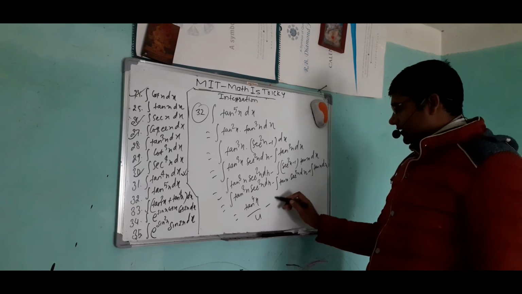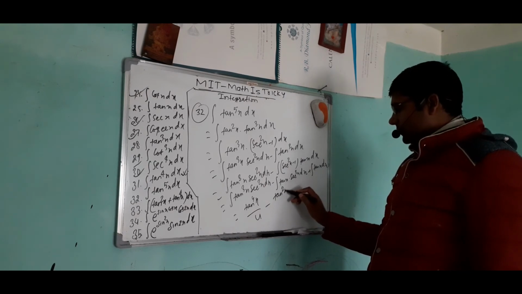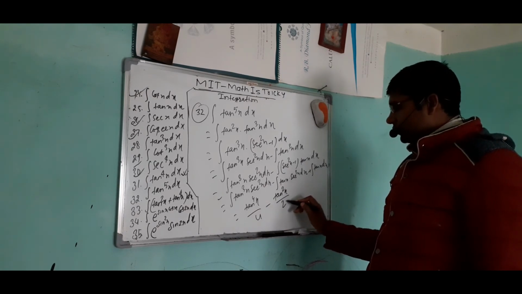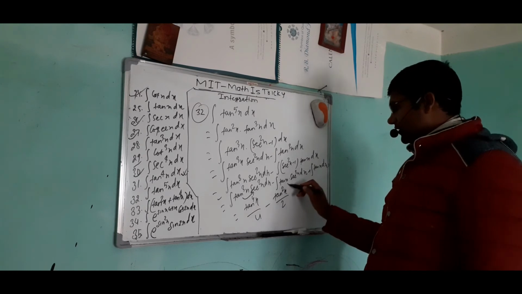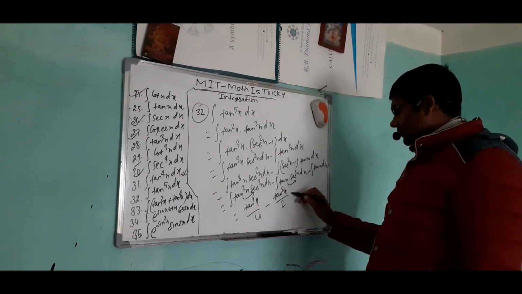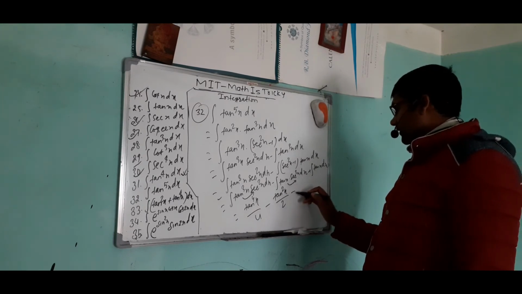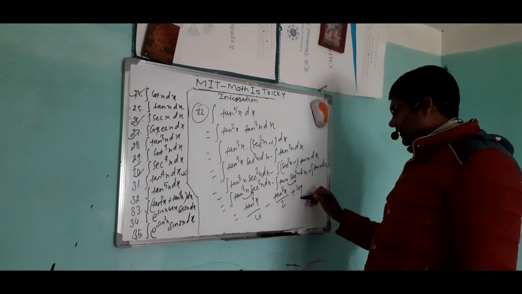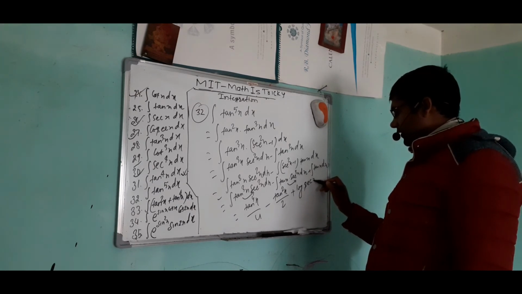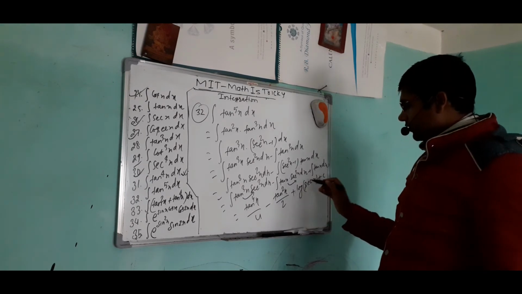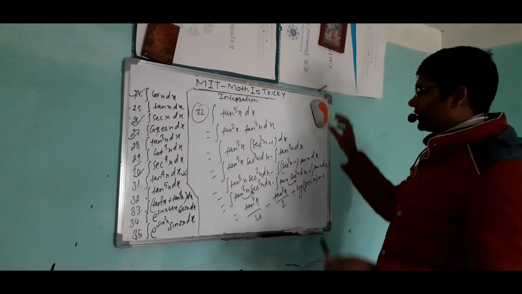You will be getting the answer as tan squared x by 2, because its derivative is given here, so we can use the power rule, and the integration of tan x is log sec x plus c. Okay, minus log cos x you can also write. This is question number 32.